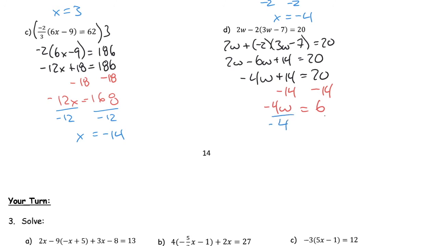And I'll divide both sides by negative 4. And what I get is w is equal to, well, 6 over negative 4. And 6 does not divide by negative 4, but they do both have a common factor of 2. So it's going to be negative 3/2, which is okay. Not a problem with that.